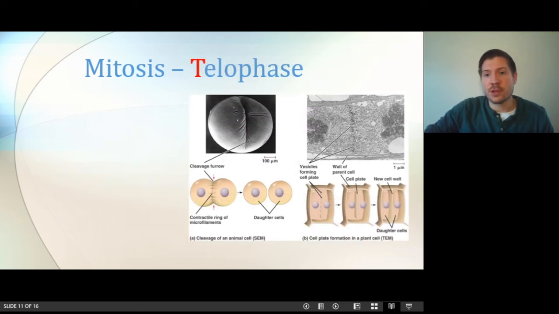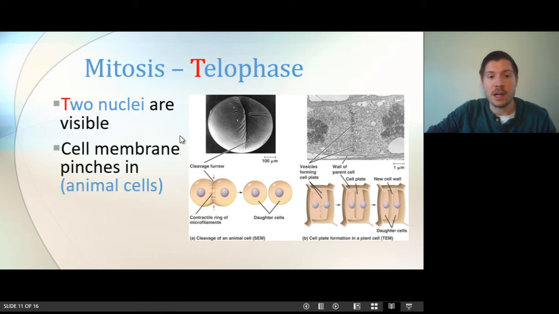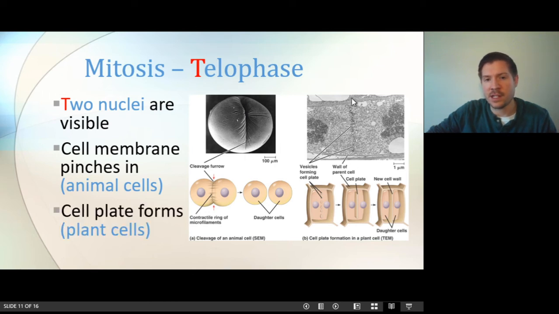All right, on to the 4th and final stage of mitosis, telophase. Again, a way to remember: telophase, T, 2 nuclei are visible. So now it starts to look like 2 cells instead of 1. New nuclei start to reform around the chromosomes. The cell membrane will pinch in an animal cell, whereas in a plant cell, they start forming a structure called the cell plate. Because plant cells are surrounded by a rigid cell wall that won't pinch in, they build a cell plate going down the middle in order to separate their cells.